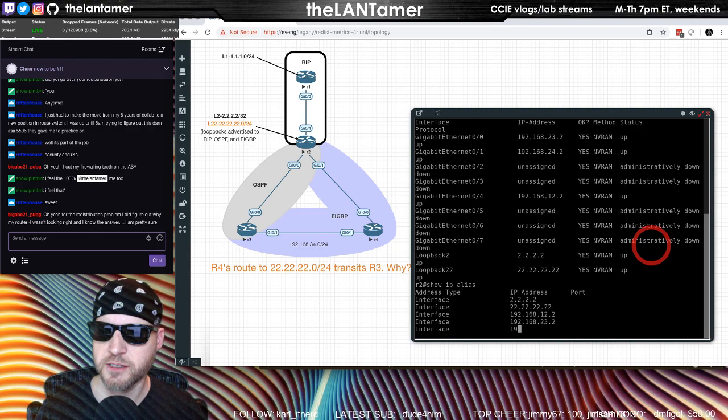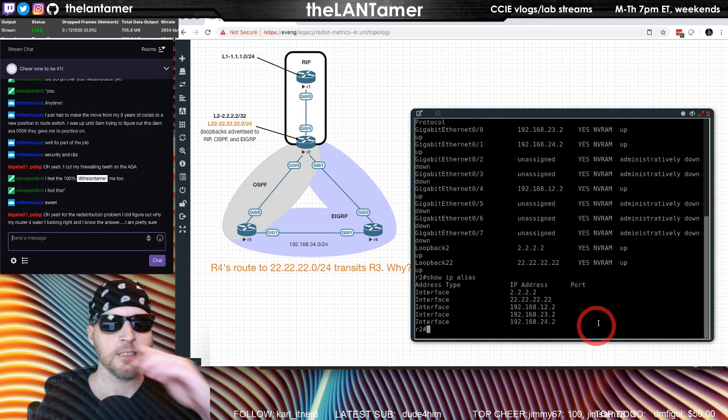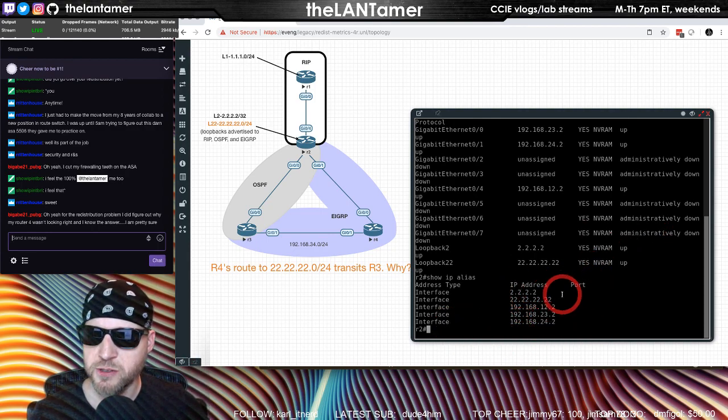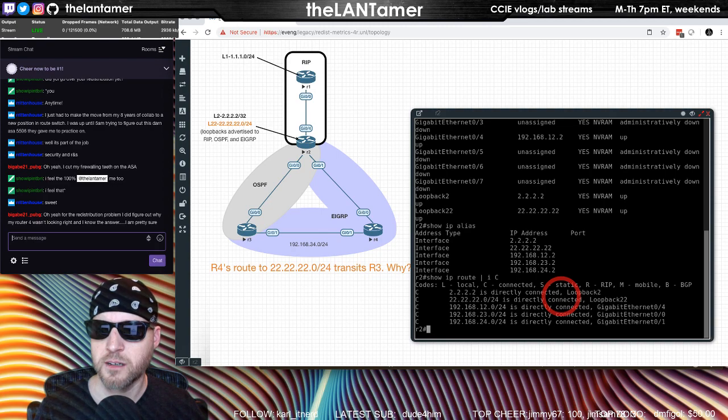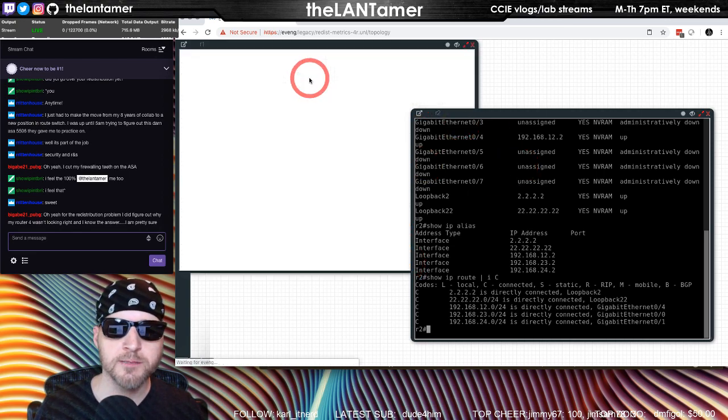Show IP alias. We have 3 network segments and 2 loopbacks, and there's our connected routes, right? So 2222 is a /32, and then 22.22.22.0/24 is the other loopback. Then we have 3 /24s, right? 1, 2, 3. Router 1.